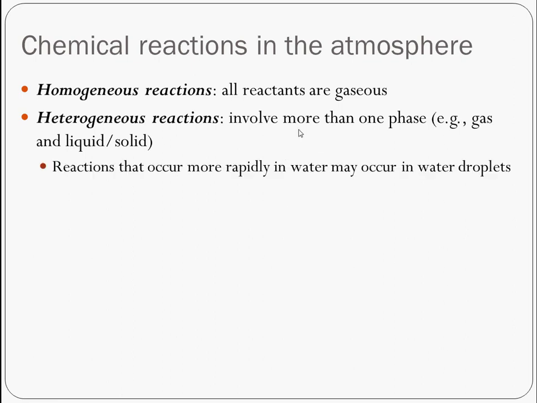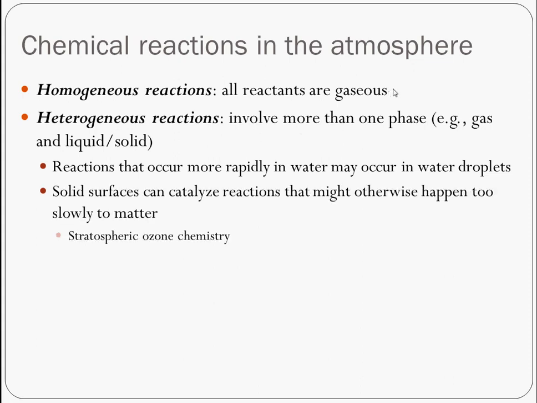There may be reactions that, for example, occur more rapidly in water. So there may be heterogeneous chemical reactions going on in water droplets in the atmosphere, or on solid surfaces, so maybe on ice crystals that catalyze reactions that might otherwise happen too slowly or might not happen at all. And this is what happens with stratospheric ozone chemistry, which we'll hopefully have a chance to talk about in class.